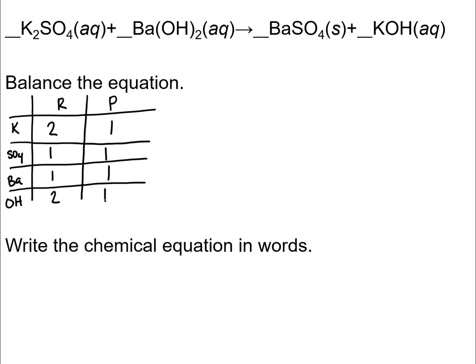So as we can see, we're not balanced. We're not that lucky. We've got a potassium disappearing and a hydroxide disappearing. We can't have that. Let's start with the hydroxide. Our lowest common denominator is going to be 2, which means we put a 2 in front of where we see hydroxide on the product side.